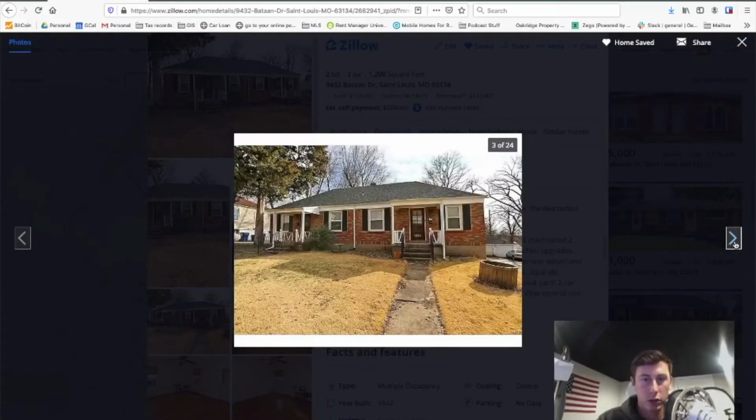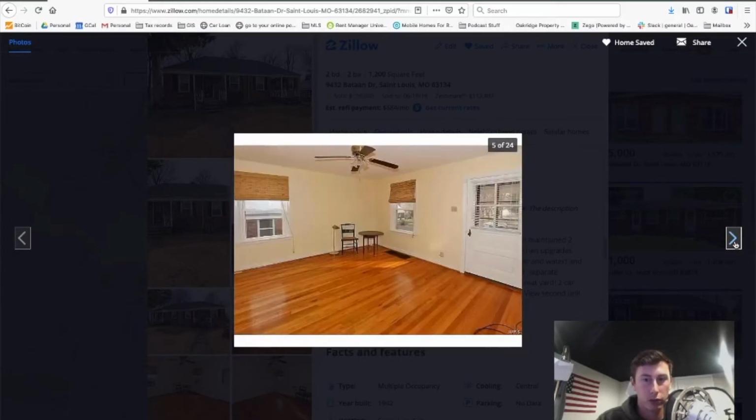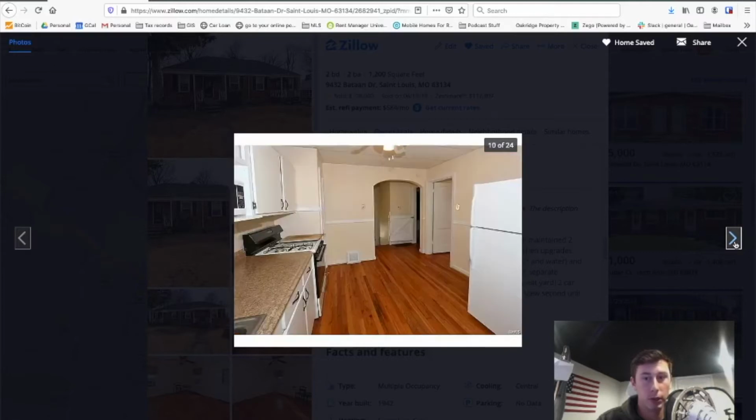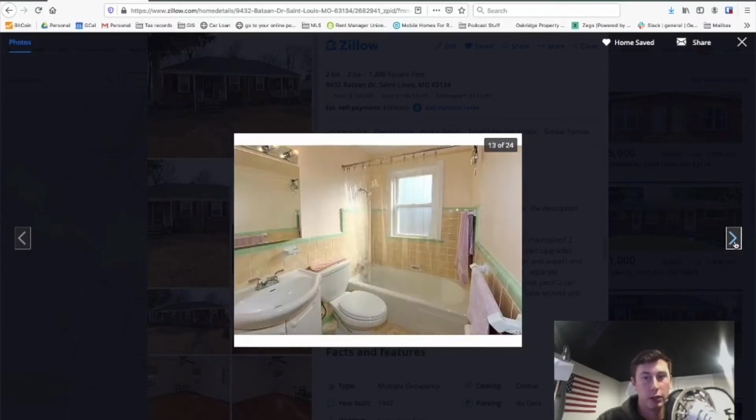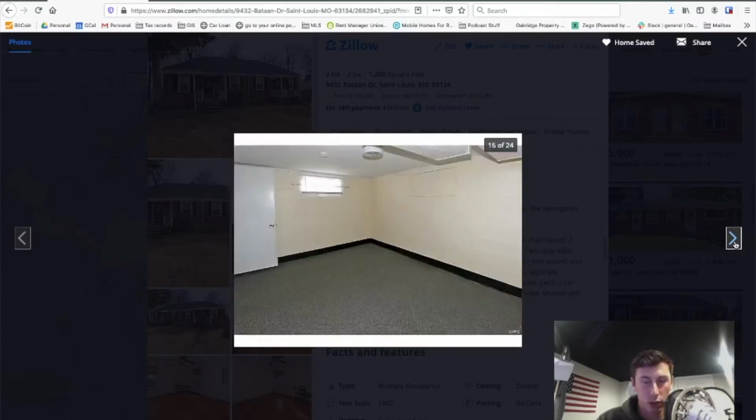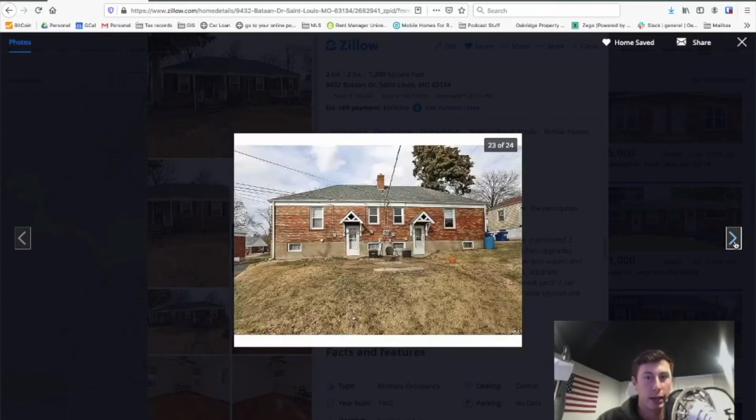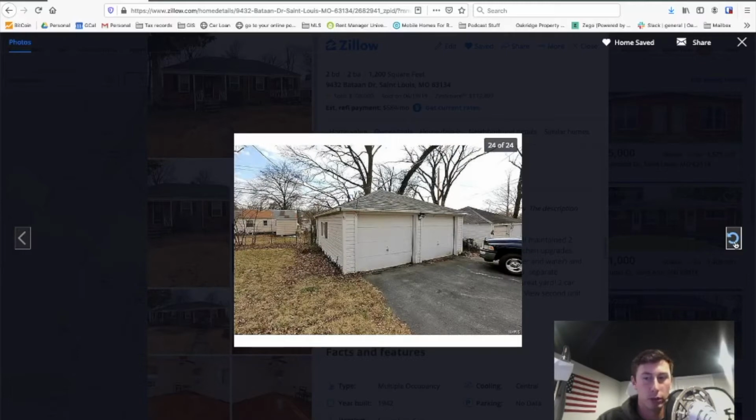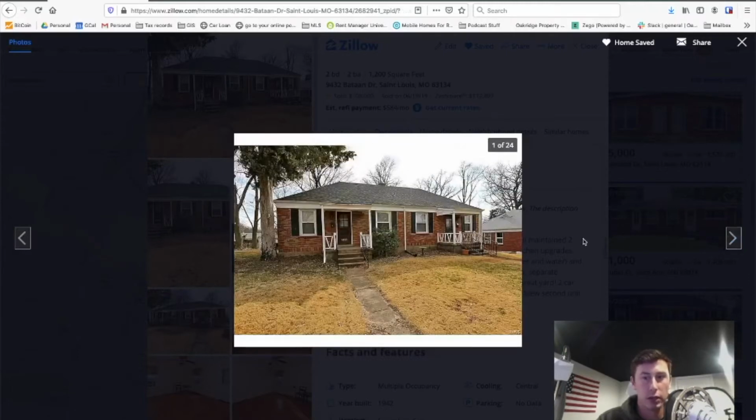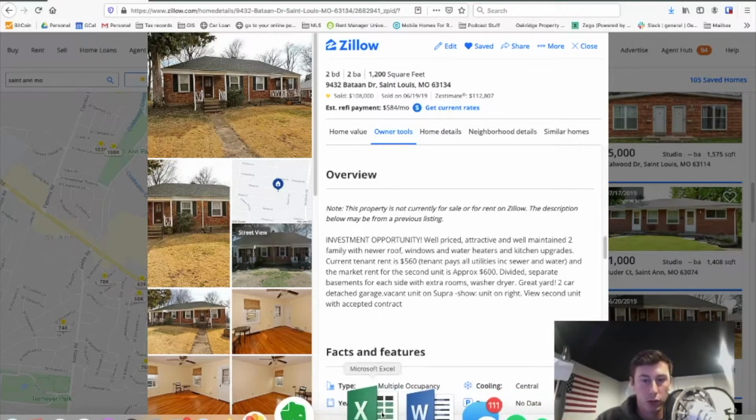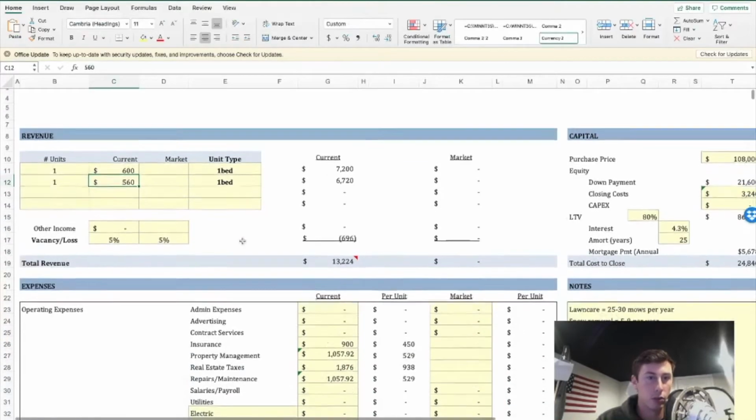Here's a few pictures. It's all brick. It looks very well maintained. It really looks like we don't have to do anything to this property. It's pretty much move-in ready. So we'll also keep that in mind as we're running our numbers. So I love the fact that it's all brick on the outside. The roof is probably good for another 10 plus years. Just easy to maintain. So let's jump over to my calculator that I like to use.